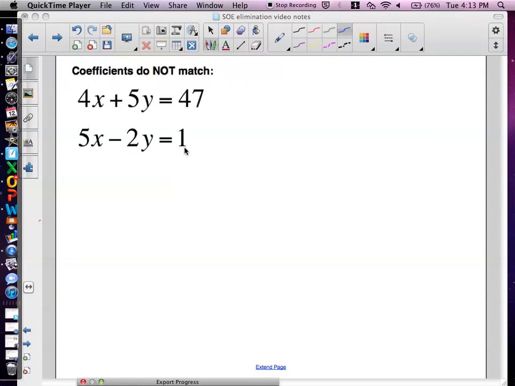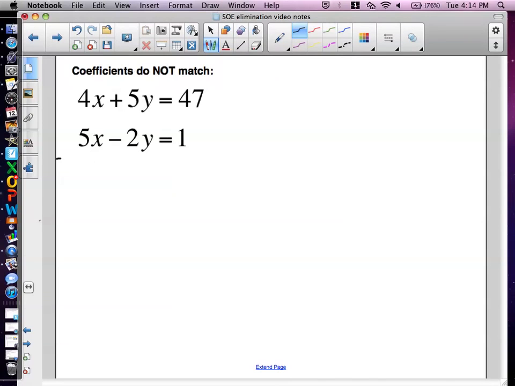Not match. So the easiest system is when you have matching coefficients, and the system requiring a little bit more work is when the coefficients are not matched up at all. So you simply analyze the equations as they're given, and you decide which variable you would like to eliminate first. In this video, I'm going to go with eliminating y first. I'm just making a choice to eliminate y. There's no right or wrong answer.